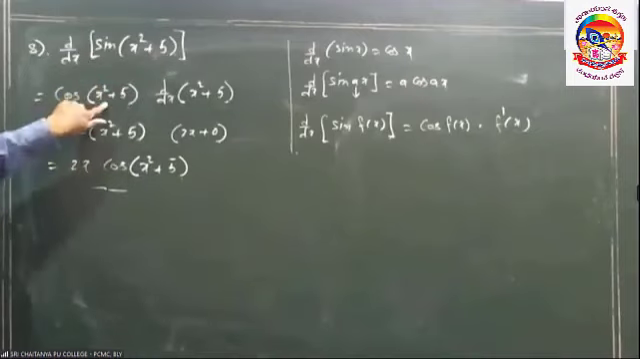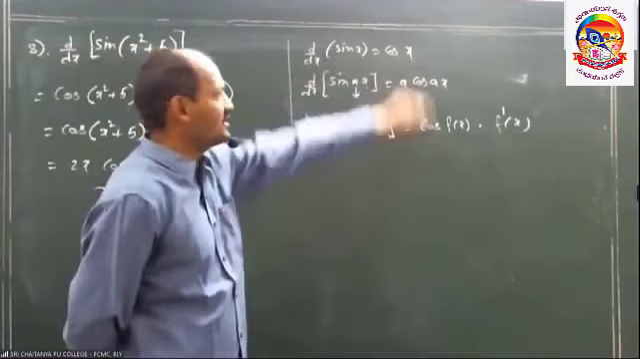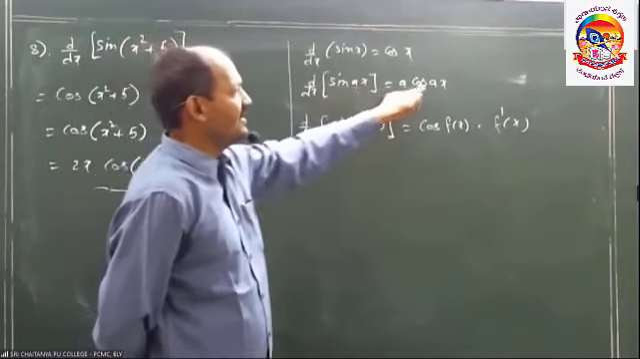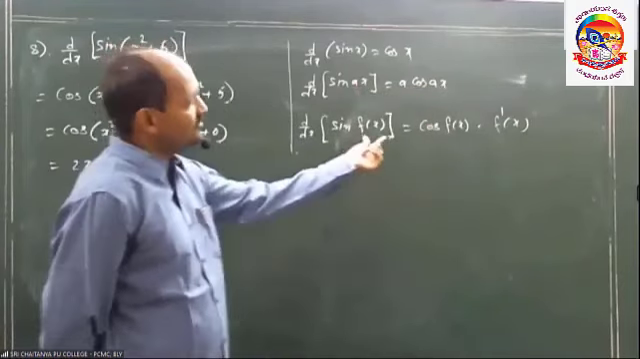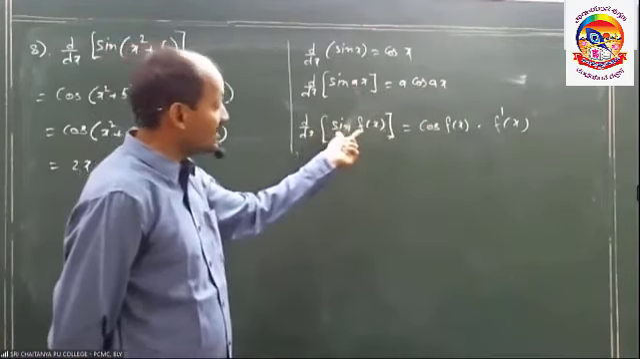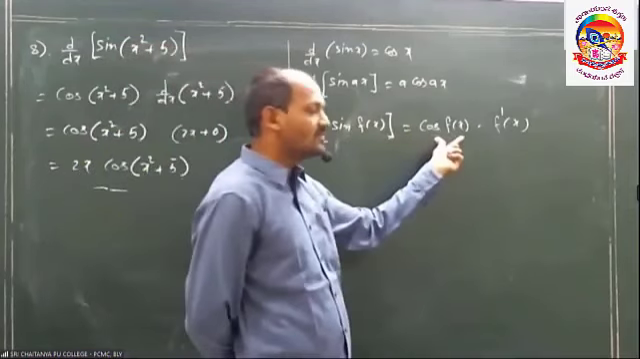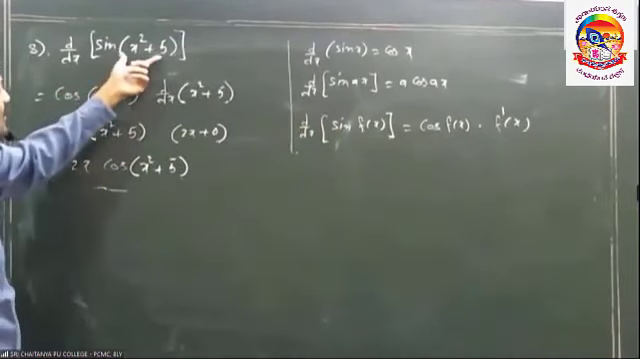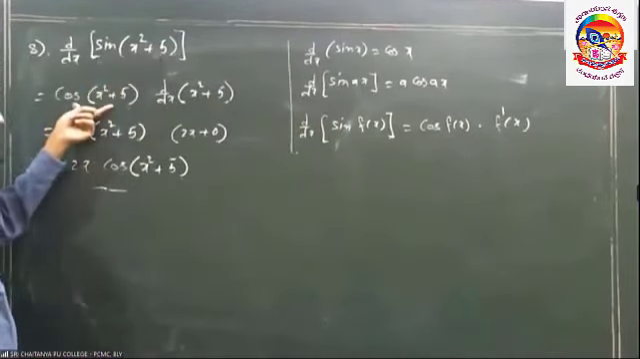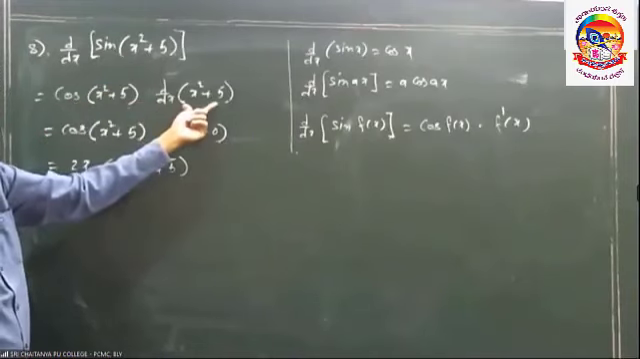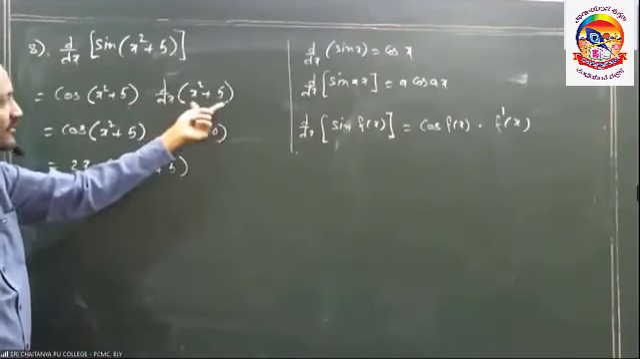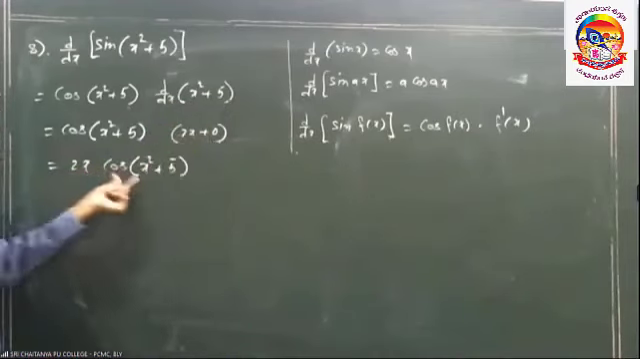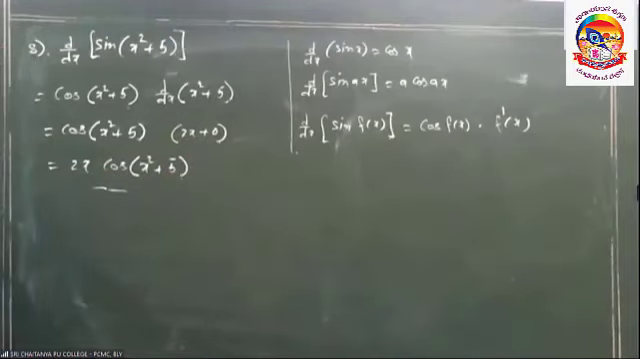So the derivative of sin is cos. The derivative of sin x is cos x. For sin ax, where a is constant, it is a into cos of ax. So if any other function is given, sin of f of x gives cos f of x into f dash of x. So for sin of x square plus 5, it is cos of x square plus 5 into the derivative of x square plus 5. The derivative of x square plus 5 is 2x, so it is 2x into cos of x square plus 5.